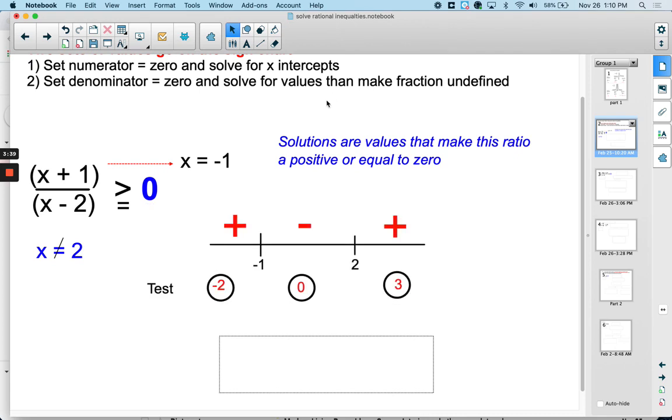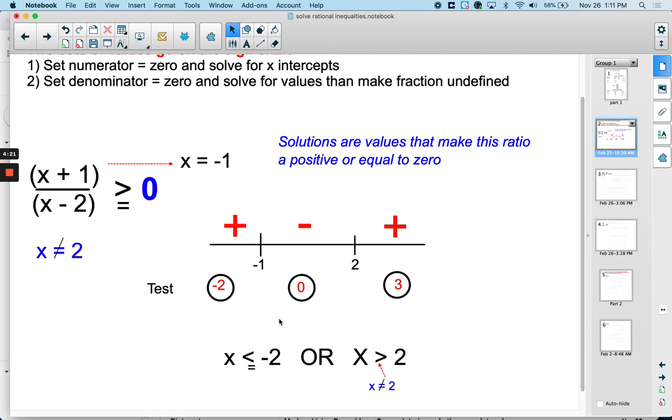So if we put those two numbers, negative 1 and positive 2, on the sign chart, we pick values in the intervals that these divide my number line up into and test them. When we plug negative 2 in here and do the arithmetic, we get a positive value. When we plug 0 in here for x, we get a negative value. And when we plug 3 in, which is bigger than 2, we get a positive. So we're looking for areas that give us positives. So it would be x is less than or equal to negative 1, but x is just greater than 2 because x can't be equal to 2. So we have to be careful how we write that.